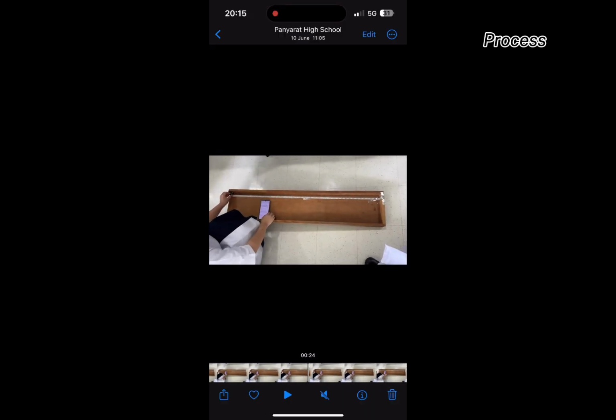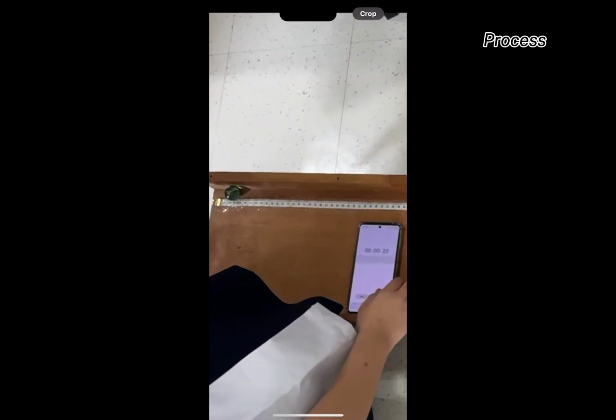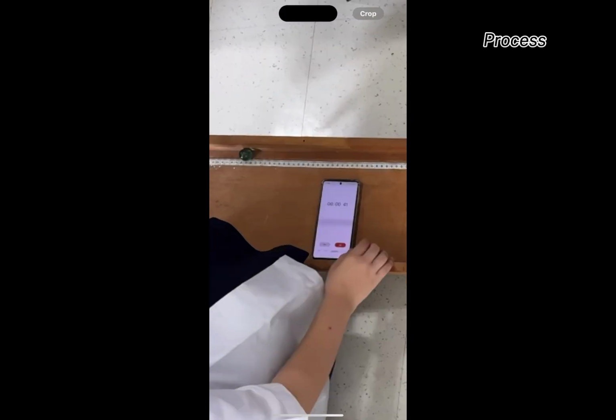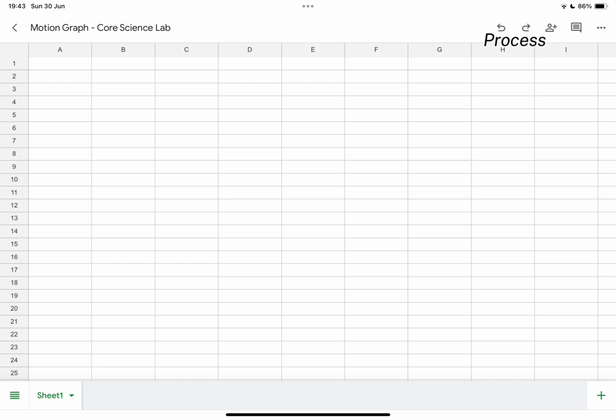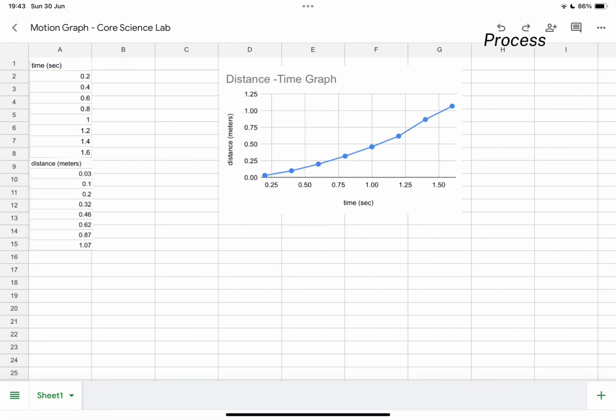After that process, you and your friends go through the video and choose specific time points. For me, I use 0.2, and then it adds up by 0.2, so it's 0.2, 0.4, 0.6, etc. And then for each time point, you go through the video, and you look at the measuring tape and see the distance. The distance in this graph is going to be in meters, so the measuring tape is in centimeters, so you gotta convert that into meters. And then after that, you get your points, and then you start graphing them.